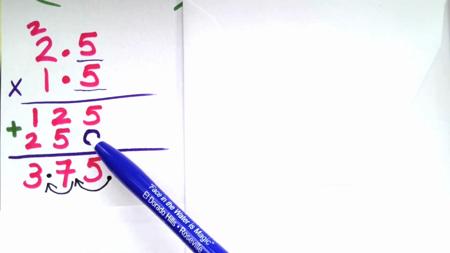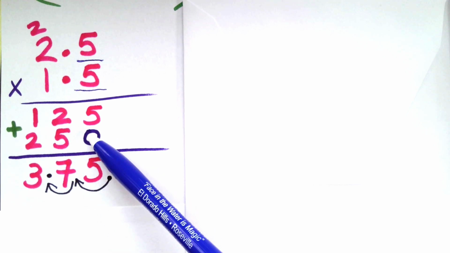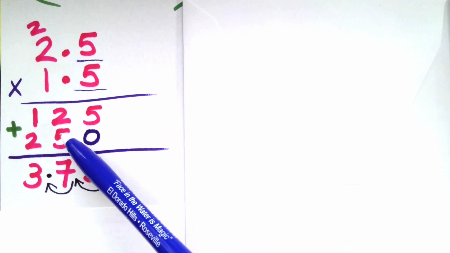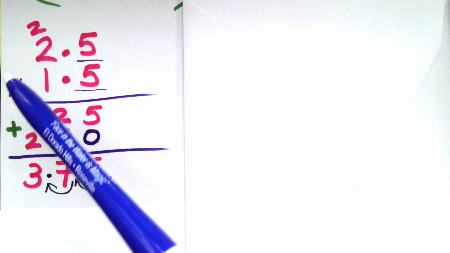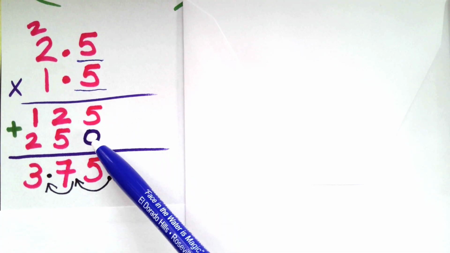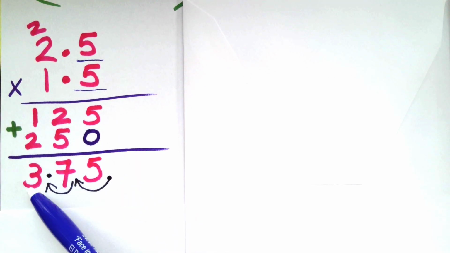Before I can multiply with that digit 1, I got to put a placeholder of 0 here. Now, 1 times 5 is 5. 1 times 5 is 5. 1 times 2 is 2. Now we can add these values together. 5 plus 0 is 5. 2 plus 5 is 7. 1 plus 2 is 3.